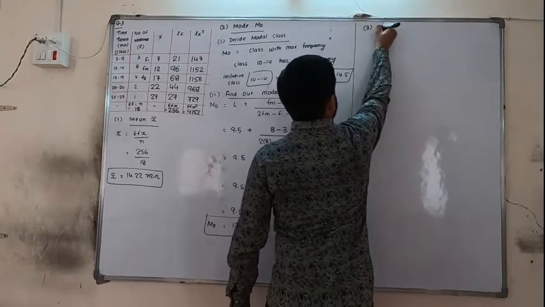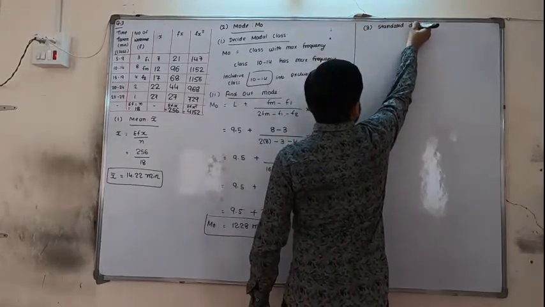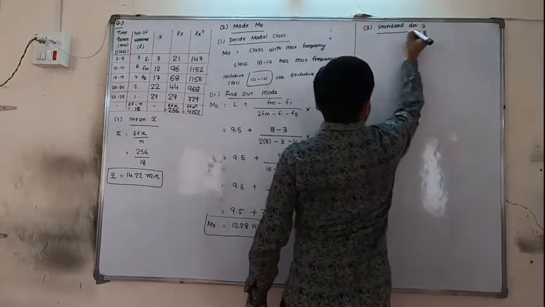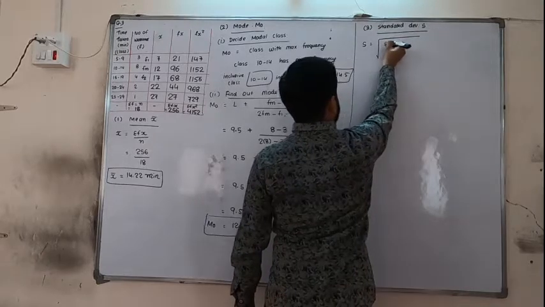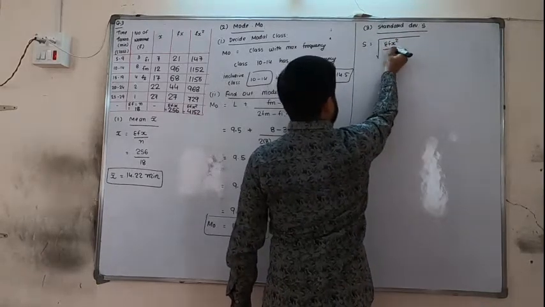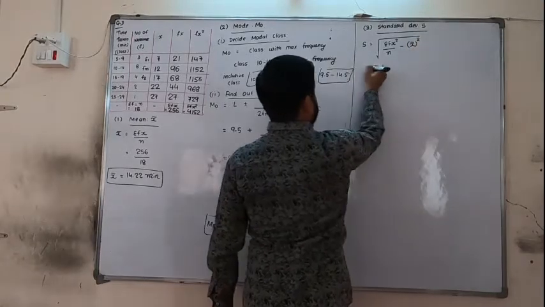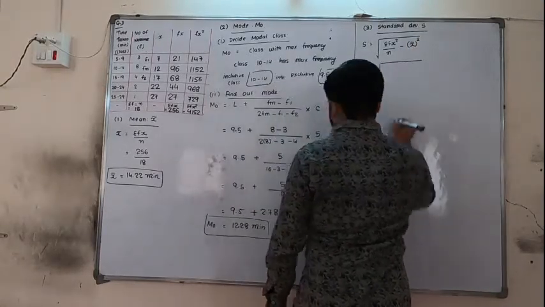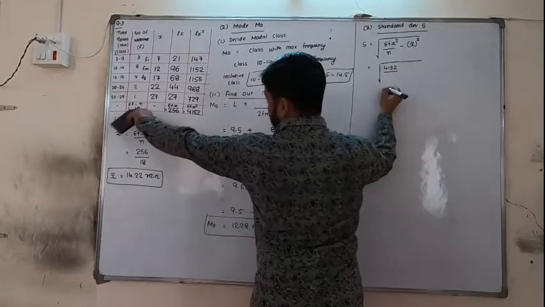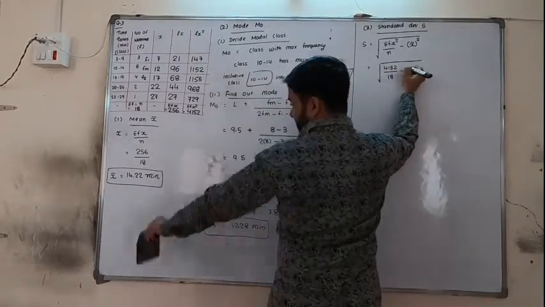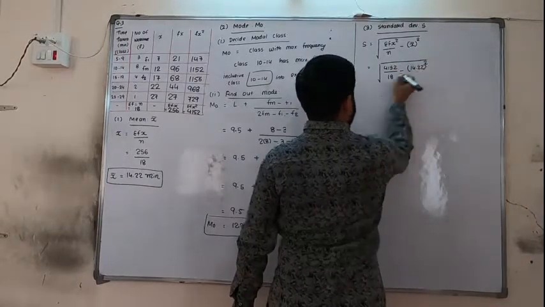Third, standard deviation S. S is equal to square root of sigma fx square by n minus x bar whole square. 4152 by n, 18, minus x bar square, 14.22 whole square.